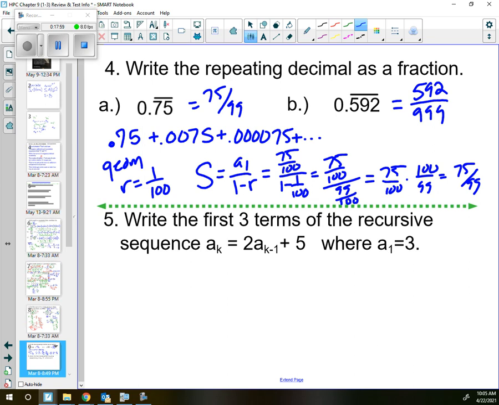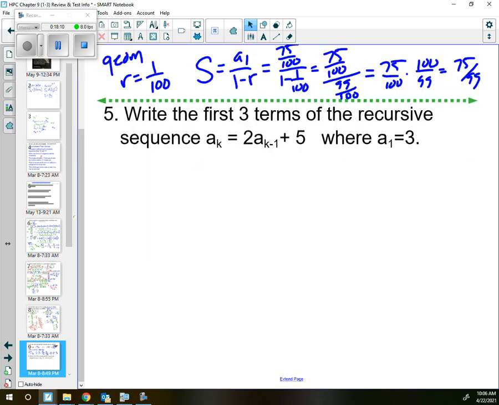So just keep in mind, with your infinite geometric, whatever your number of places repeating is, that's what your common ratio is. It's just an infinite geometric with a ratio less than 1. So that was a cool application.